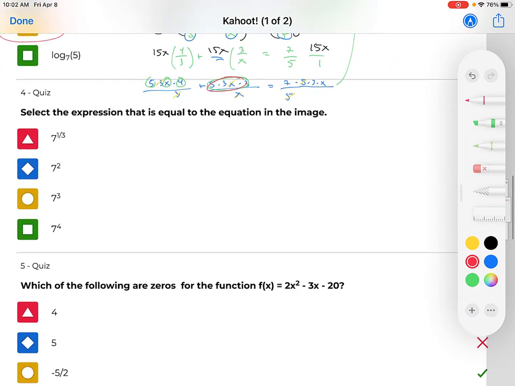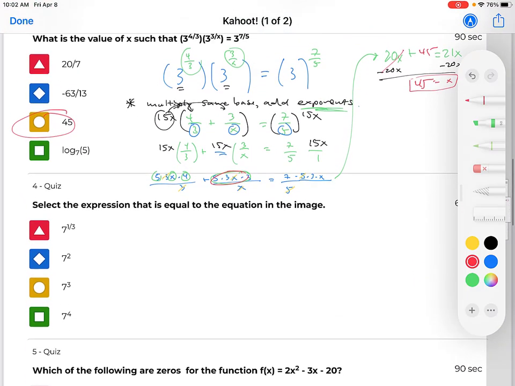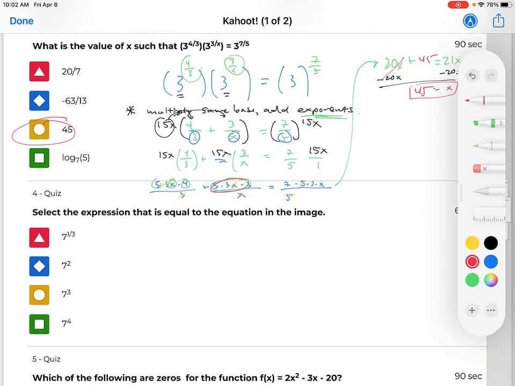Question number 4 says select the expression that is equivalent to the equation in the image. The picture in the image I believe was this. Okay, so here we have an exponent and a radical sign. We have a rational expression. And the visible number here is a 2.